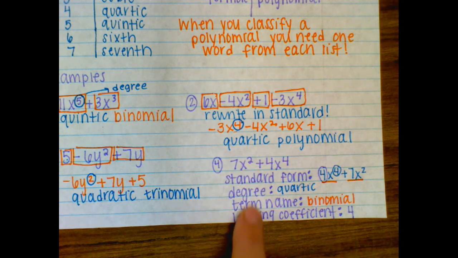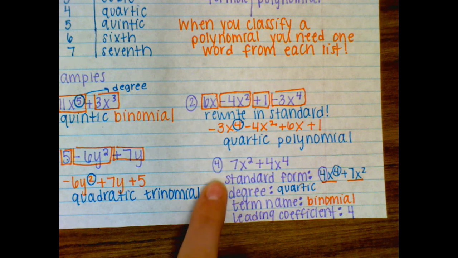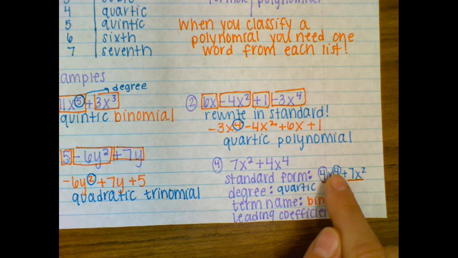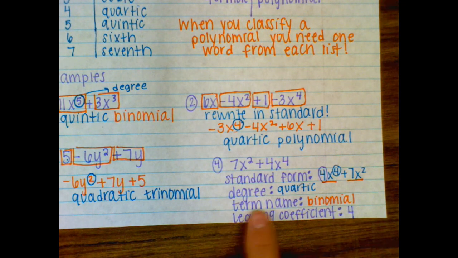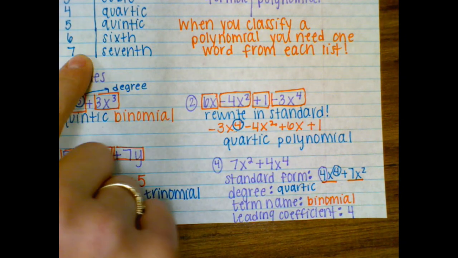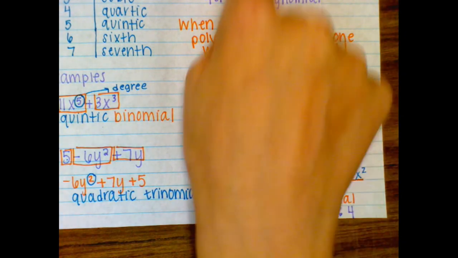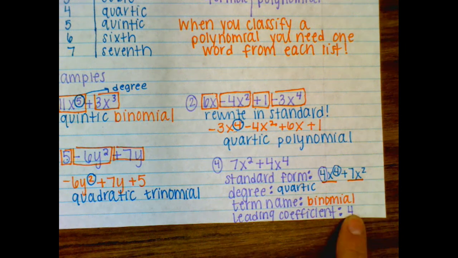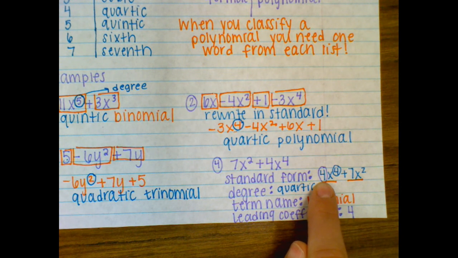So these are the kinds of questions that you're going to be answering in your practice today. You're going to be putting them in standard form, so biggest exponent to smallest, naming the degree from our left chart, naming the term from our right chart, and then telling us what the leading coefficient is, the number in front of the variable with the largest exponent.